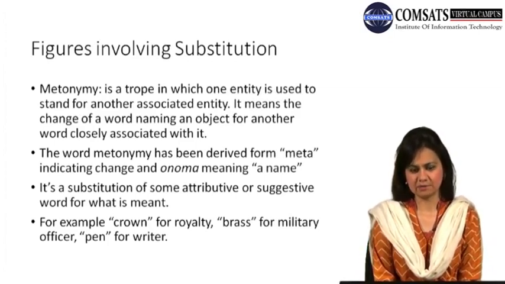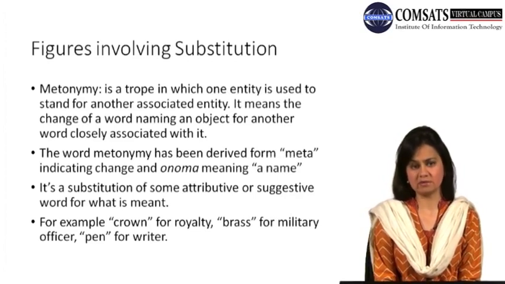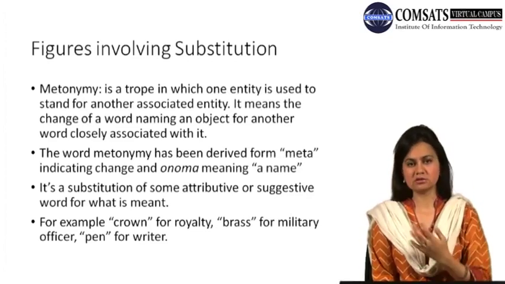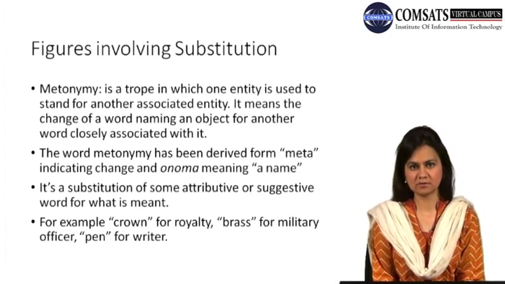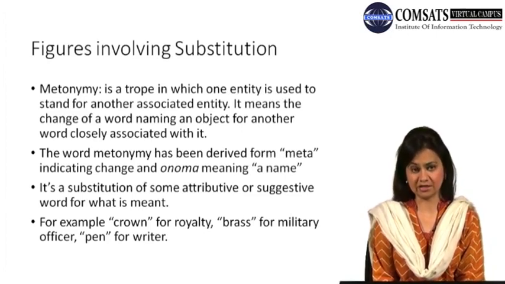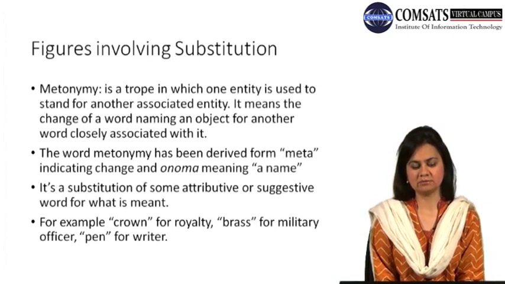The word metonymy has been derived from two words, meta and onoma. Meta means change, and onoma means name. So we change names, we change places of names, either nouns or objects. It's also referred to as a substitution of some attributive or suggestive word for what it really means. For example, if we use the word crown for royalty, or brass for military, or pen for a writer, that is what metonymy is.